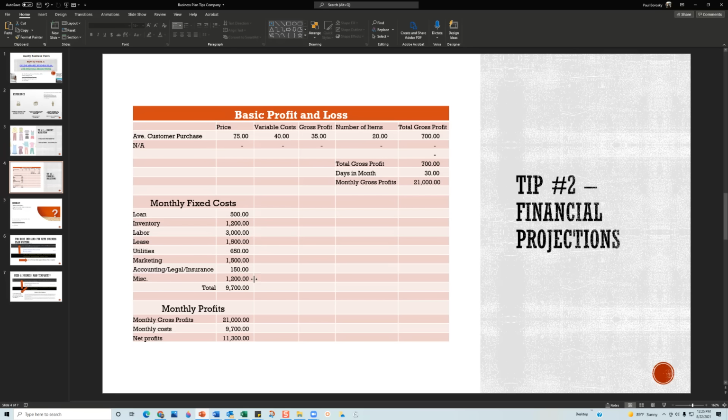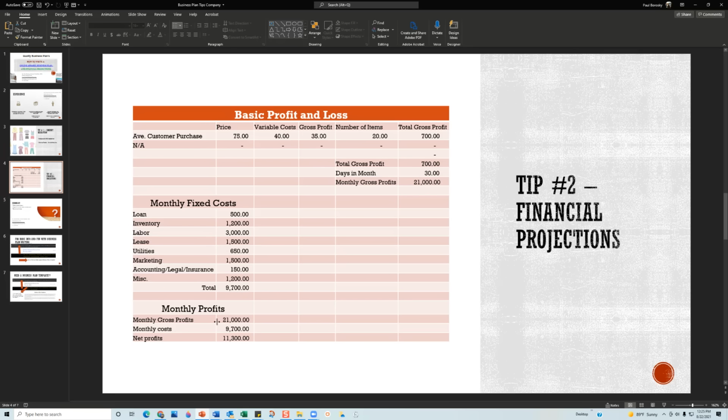I promise you, as a starting organization, you are going to be surprised at least one time, maybe a lot more, on a monthly fixed cost. So you do want to budget for the unknown or the unexpected. That is going to be your miscellaneous, and for this example, I'm saying $1,200. The next step is going to be to total up all your monthly costs, and we've done it right here, which is $9,700.